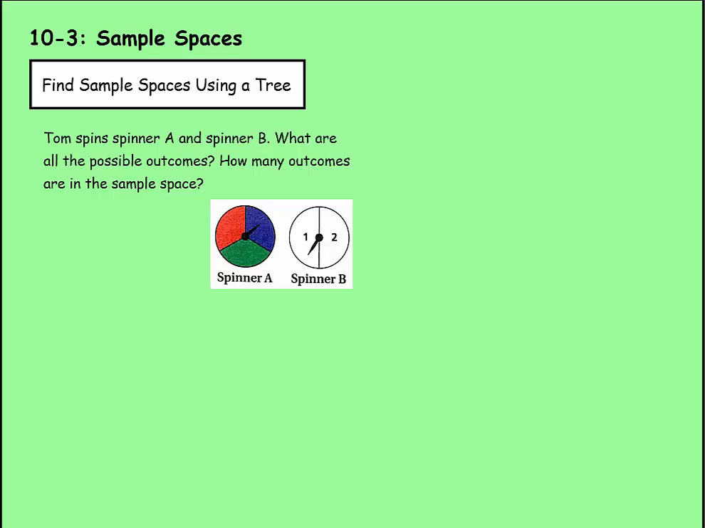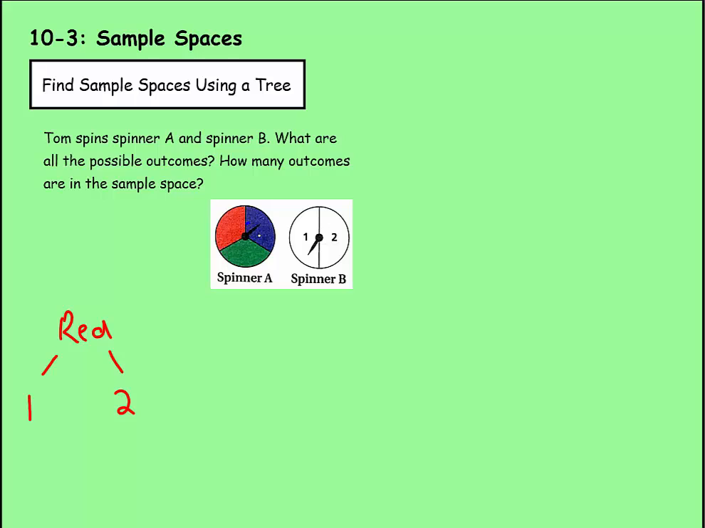Now we can find sample spaces using a tree. I like this method. It says Tom spins a spinner A and spinner B. What are all the possible outcomes? How many outcomes are in the sample space? So spinner A has a red color, a blue color, and a green color, and spinner B could either land on 1 or 2. By making trees, we start with one outcome. For example, let's say we had red. And once it's landed on red, there are 2 outcomes for spinner B. There is 1 and there's a 2.